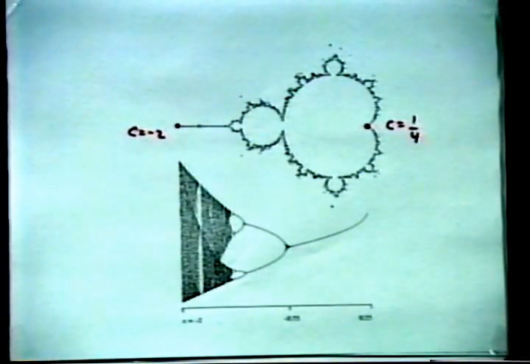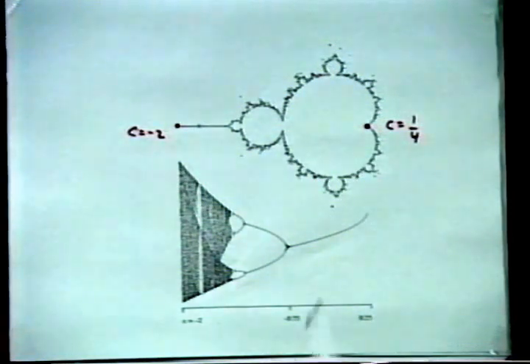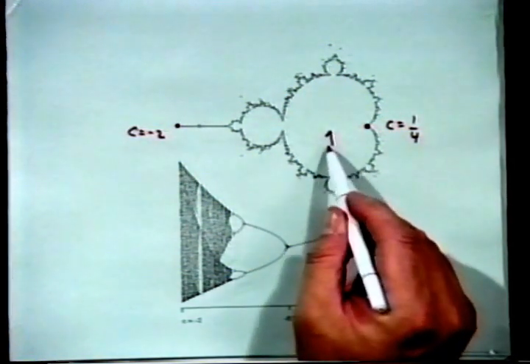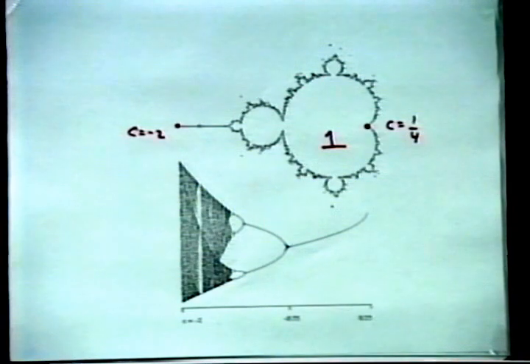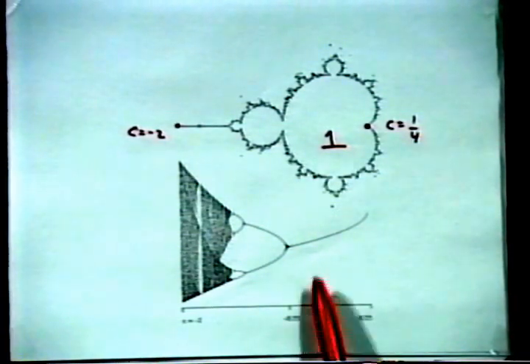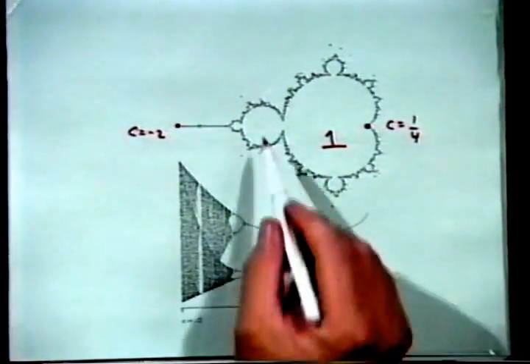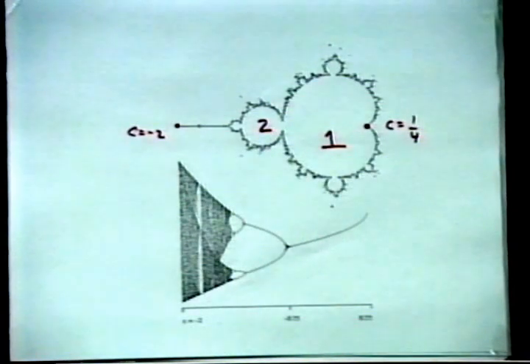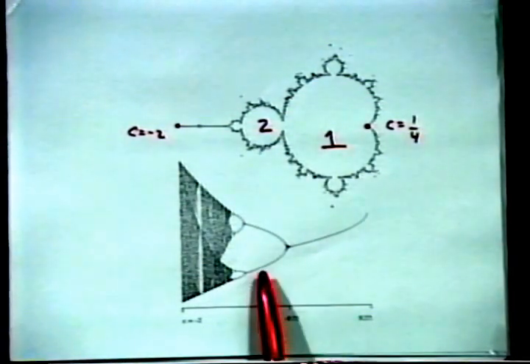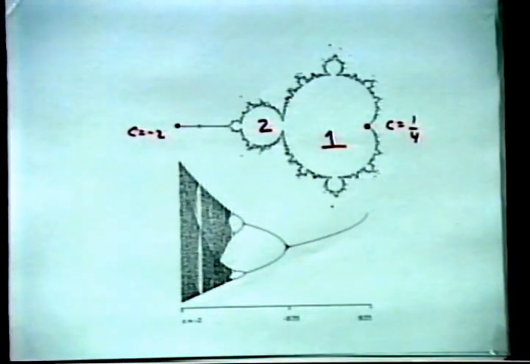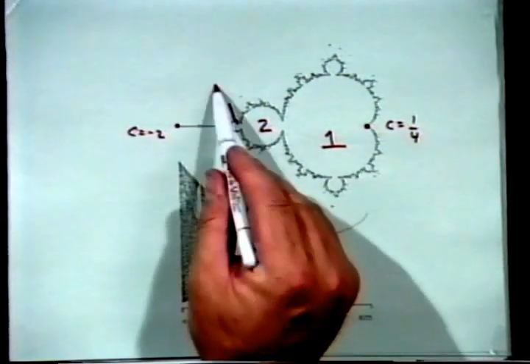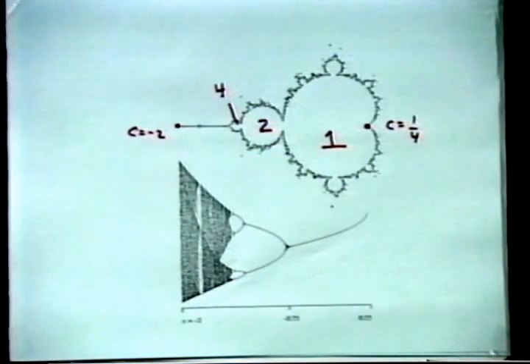Now look what we see. The C values for which the function z squared plus c has an attracting fixed point sit directly above the corresponding C values for the orbit diagram. Similarly, what we call the period 2 bulb corresponds exactly to the C values for which x squared plus c has an attracting 2-cycle, and so forth. The period 4 bulb corresponds to the period 4 window, and so on.